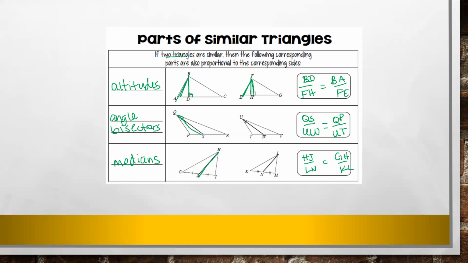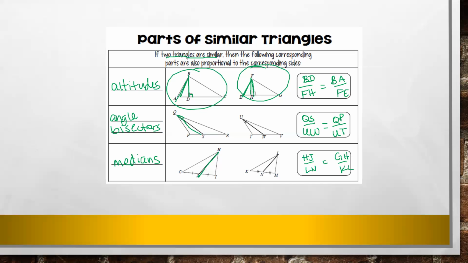So if two triangles are similar, so this triangle is similar to this one, then their altitudes will be proportional, and their corresponding sides will be proportional, clearly, because they're already similar. Your angle bisectors will be proportional, and your medians will be proportional. So if you're given two similar triangles, then you've got all these new proportional parts.